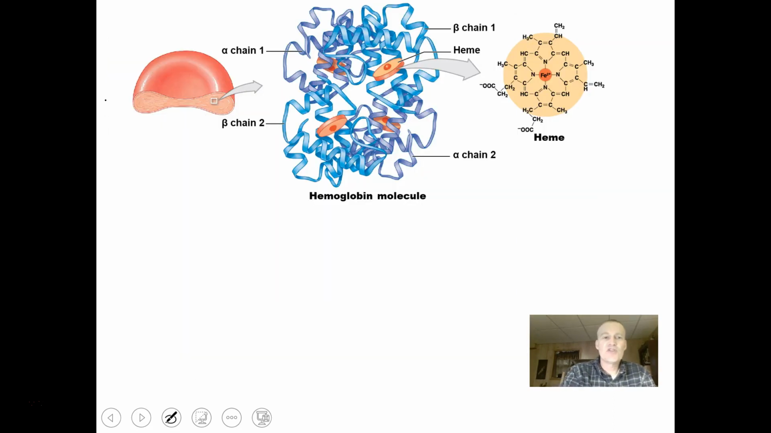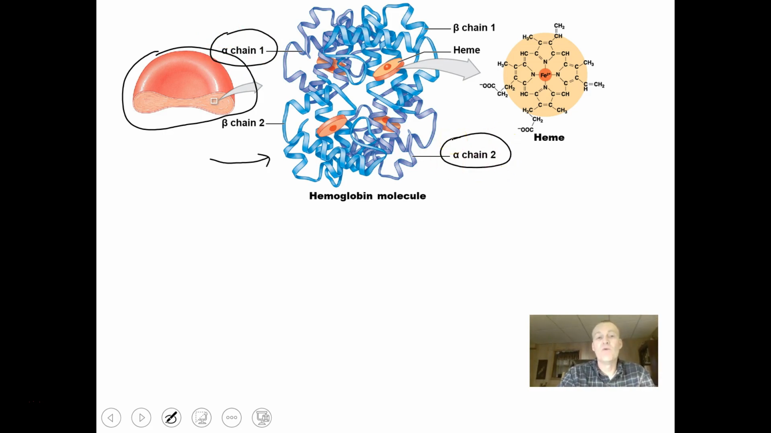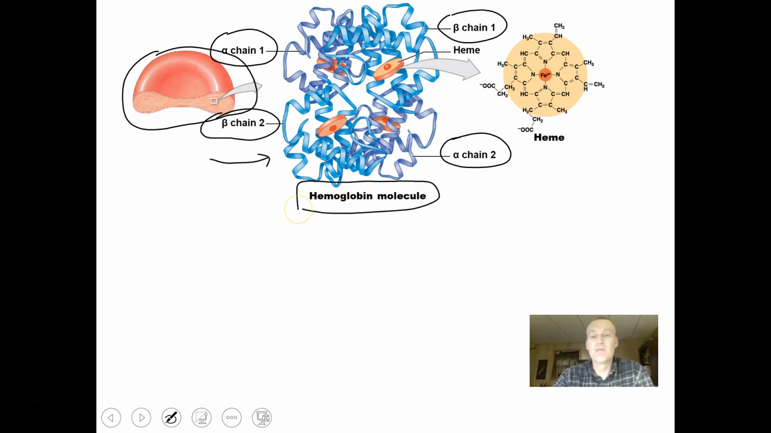So red blood cells are chock-a-block full of hemoglobin. Hemoglobin is a super complex protein. It actually has quaternary structure, which means that it's made of 4 different proteins that come together. You can see there are 2 alpha chains, alpha 1 and 2, and there are 2 beta chains, beta 1 and beta 2. So there are 4 different proteins that come together to form the final functioning hemoglobin molecule.